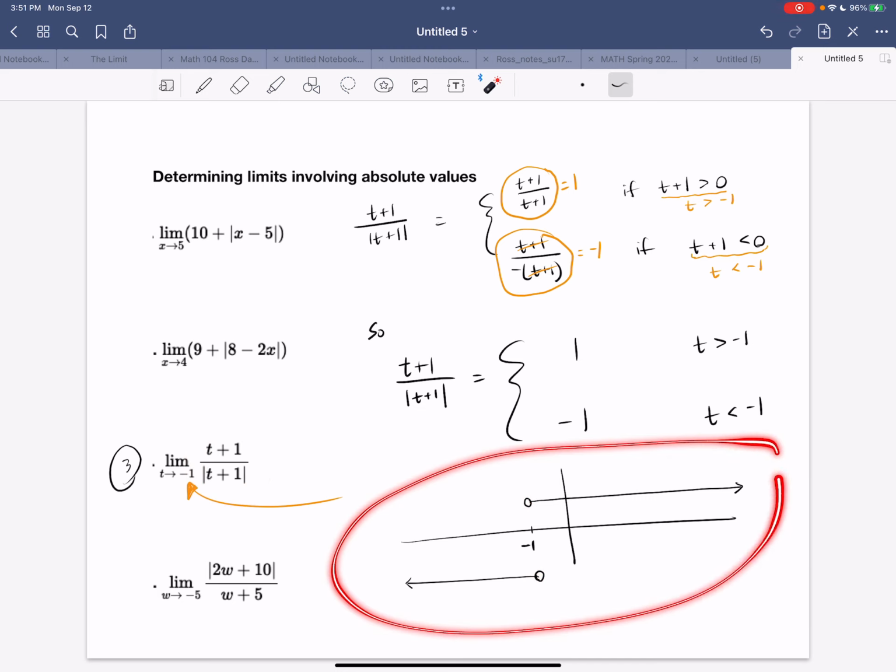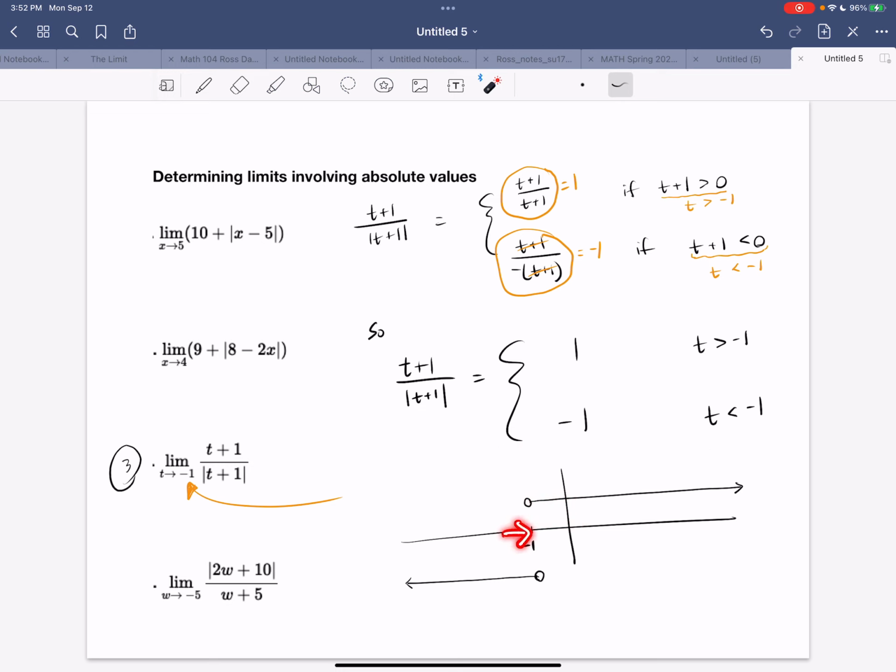So this is a graph, and I guess I'm using method 1. And I'm trying to see the limit as t approaches negative 1. The limit as I approach from the right is going to be 1. The limit as I approach from the left is going to be negative 1. So because the left-hand limit is not the same as the right-hand limit, this does not exist.